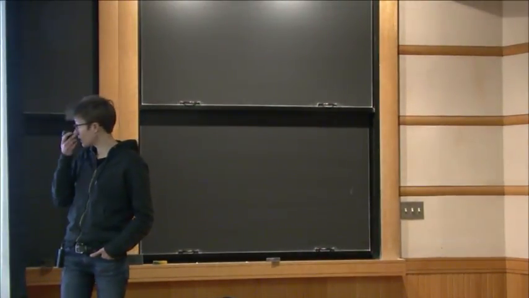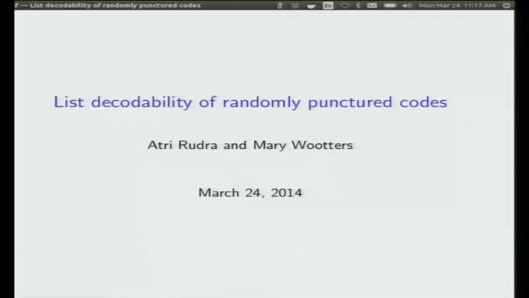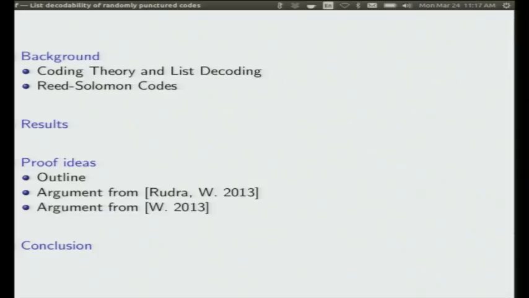So I'm going to talk about list decodability of randomly punctured codes, and in particular I'm going to talk about the list decodability of Reed-Solomon codes. And this is joint work with Atri Rudra at SUNY Buffalo. Okay, so here's a brief outline of what I'm going to talk about.